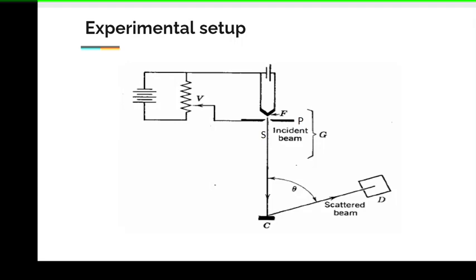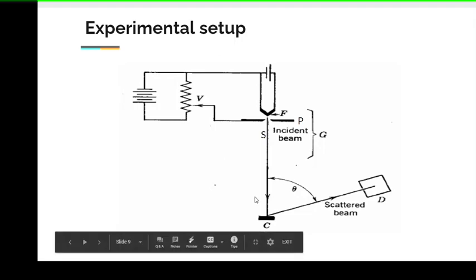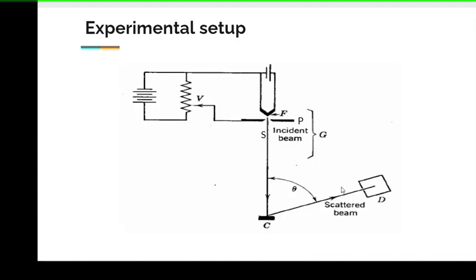Here we can observe C, which is a nickel crystal with its 1-1-1 face normal to the beam of electrons. When the electron beam is incident on this crystal, electrons are scattered in all directions by the atoms in the crystal.